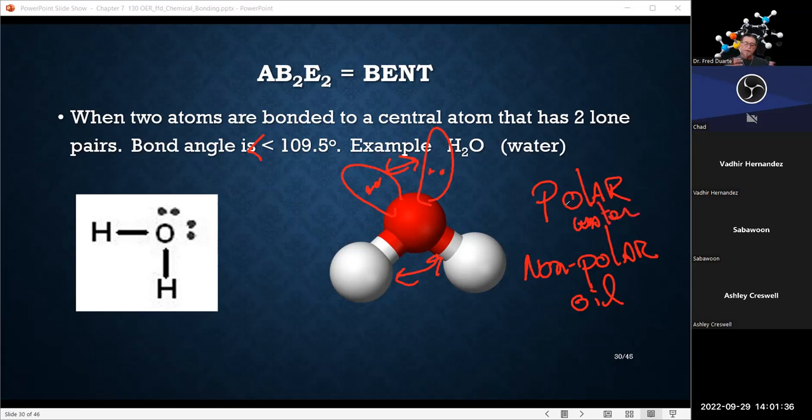For these compounds, we're going to determine where to classify them on their polarity, depending on their bonds and their lone pairs and everything. And if it's polar, it would be more likely dissolvable in water than in oil. Okay.